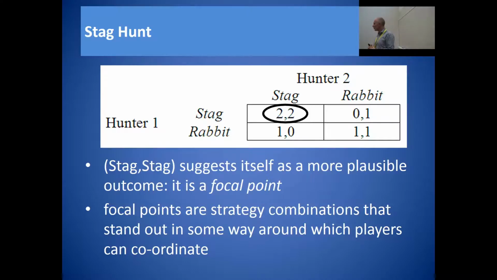In this game that we've seen of the stag hunt, why does that particular Nash equilibrium stand out? Because both players are better off. And hence, it suggests itself as a more plausible outcome. However, focal points are strategy combinations that stand out in some way and around which players can coordinate.